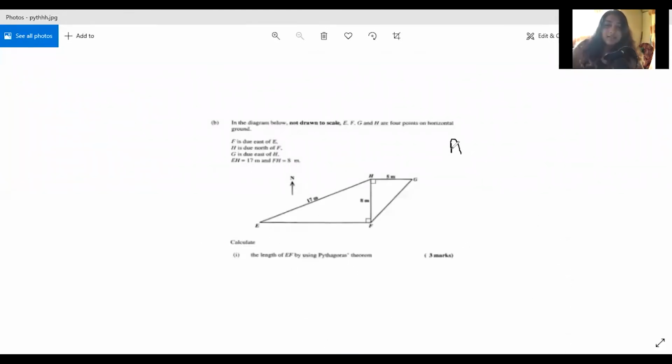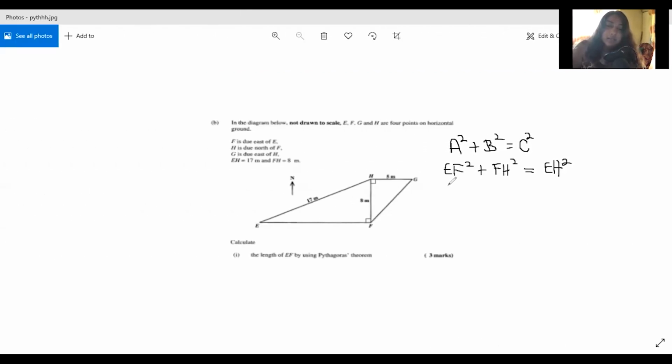We have the lengths EF, FH, and EH respectively. Now remember, A and B refer to the legs of your right angle triangle, so we are going to replace A and B with EF and FH. Always remember as well, when it comes to the Pythagoras theorem, your hypotenuse is always going to be the subject. So this means we're going to write in EH where we have C.